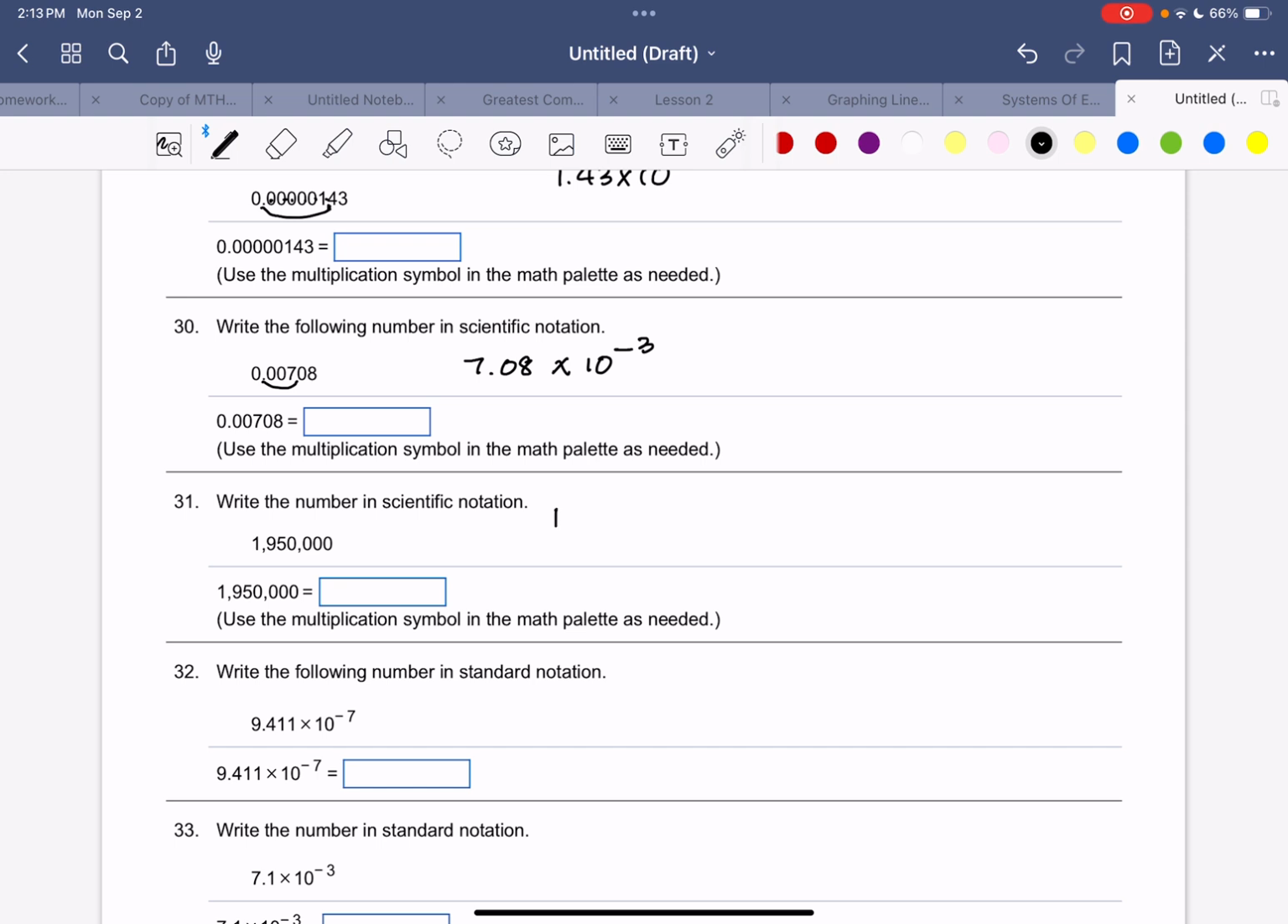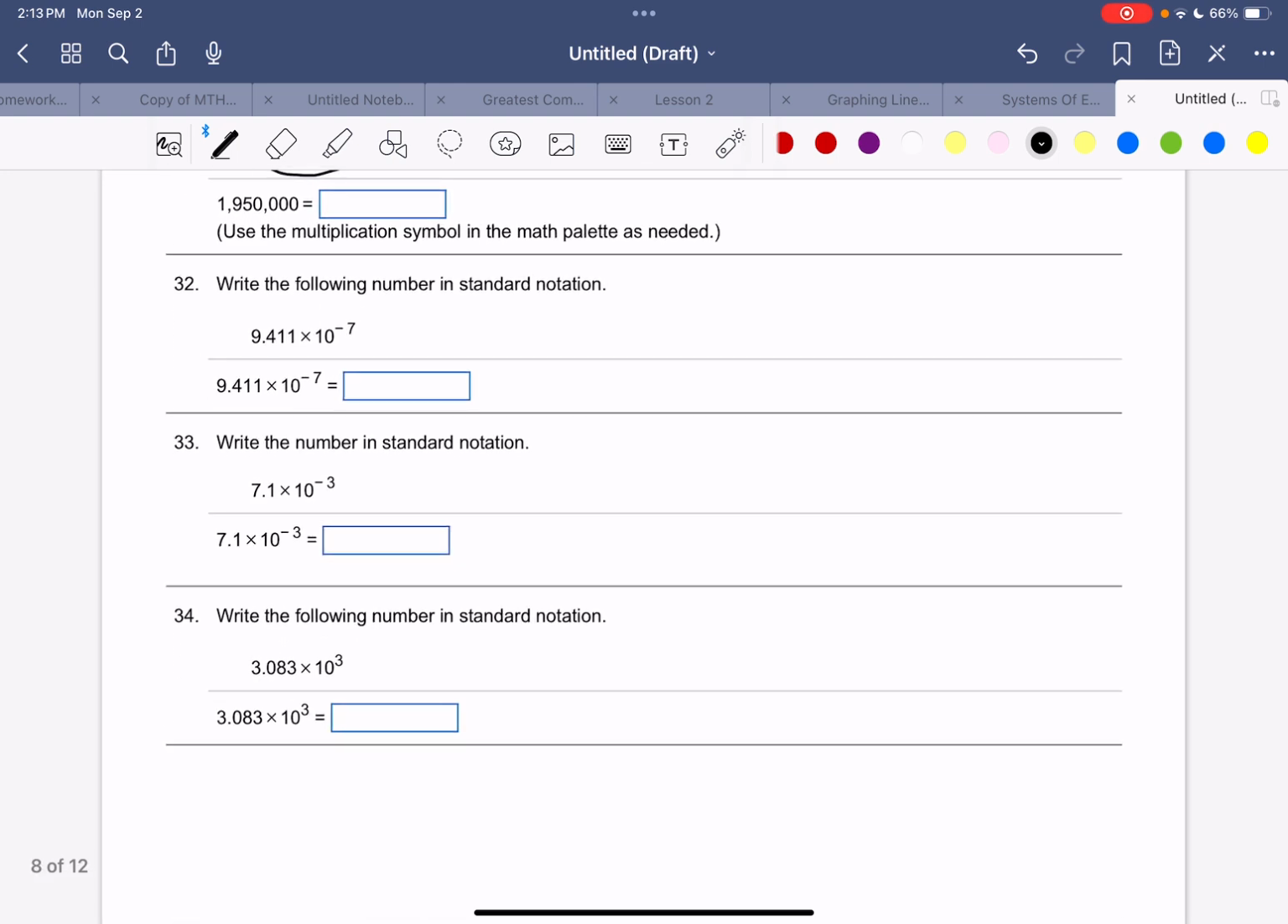1,950,000, big number. 1.95, and you can put the zeros, but you don't have to. But you do have to count them. Big number, positive 6. Now we're going in the reverse order. If it's a negative exponent, we're dividing by 10. It's going to the left 7 places, so I need 6 zeros. 1, 2, 3, 4, 5, 6, 9, 4, 1, 1.